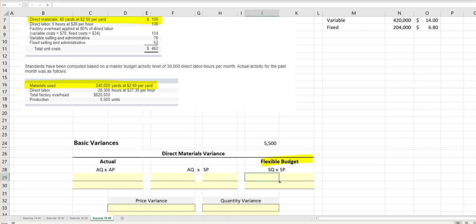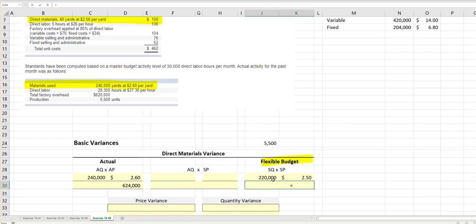So again, 5,500 actual units is what we produced. So our standard quantity will be 5,500 times our 40 yards per unit, for a total of 220,000 yards is what we would expect to use to make 5,500 units, and our standard price is $2.50 per yard. Actual information, we are told we used 240,000 yards at an actual price of $2.60 per yard. So our actual material cost, 240,000 times $2.60, is $624,000.